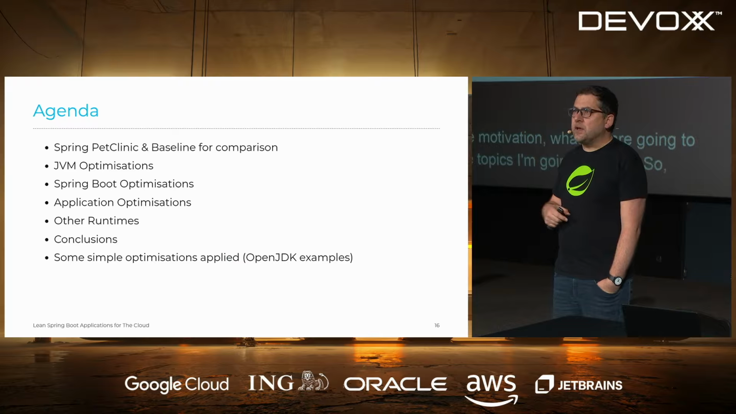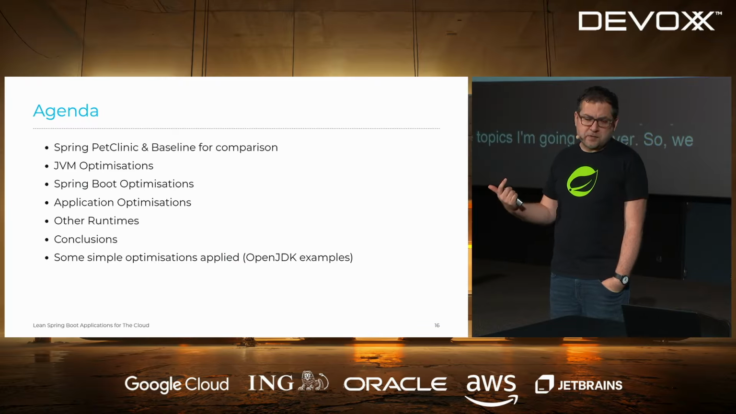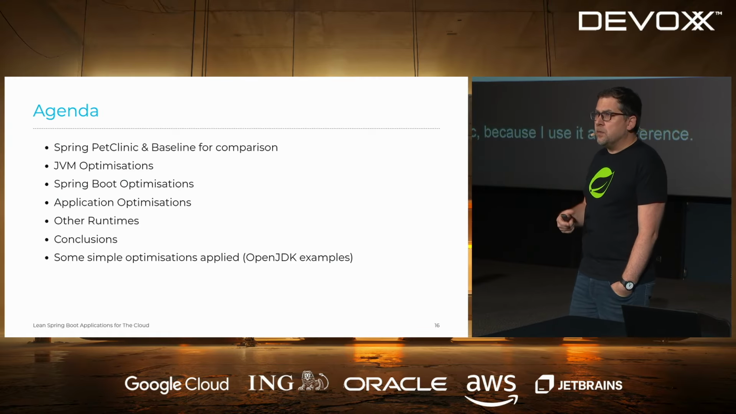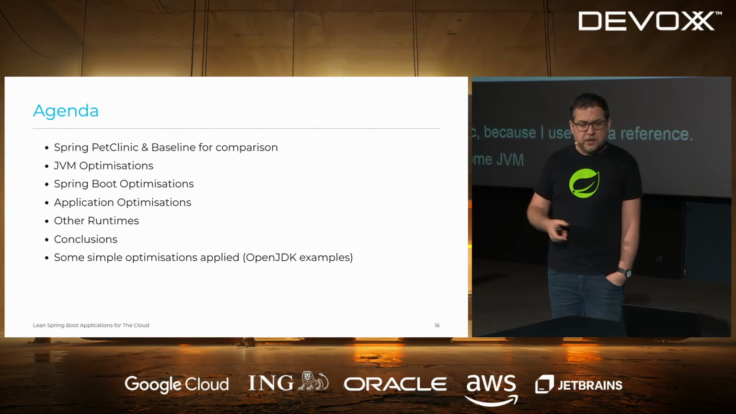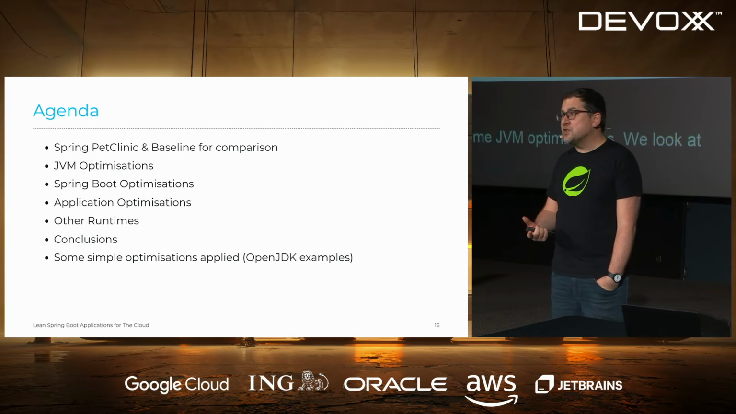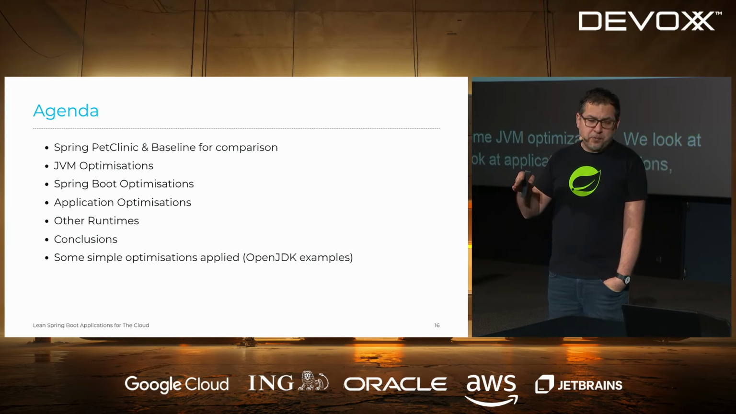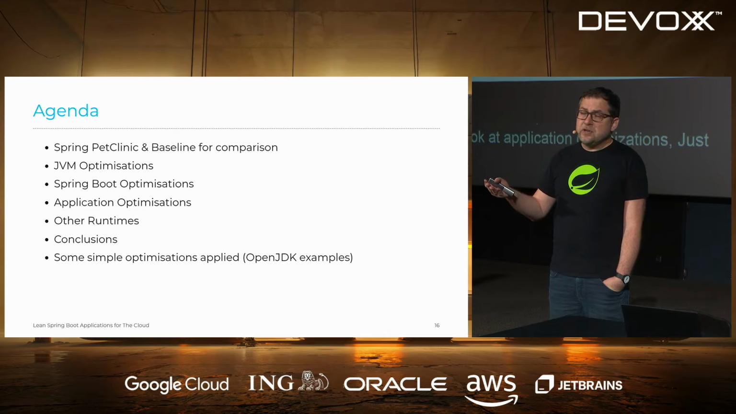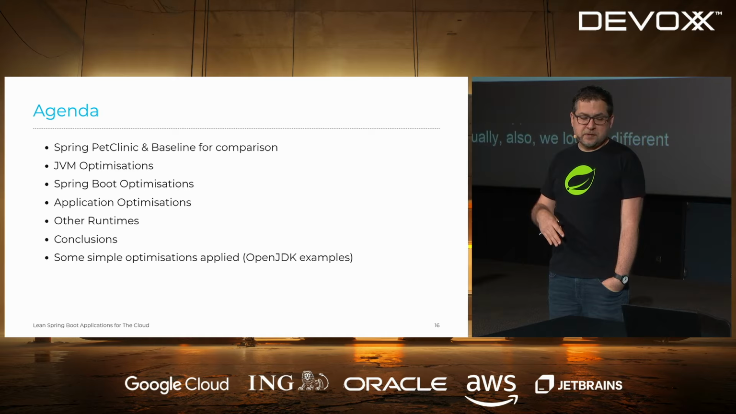So we will have a look at the Spring PetClinic because I use it as a reference for comparison. Then we look at some JVM optimizations. We look at Spring Boot optimizations. We have a look at application optimizations, just from one perspective. And then actually also we look at different runtimes. You could say GraalVM is part of that as well. And in the end, I give you some conclusions and a summary.